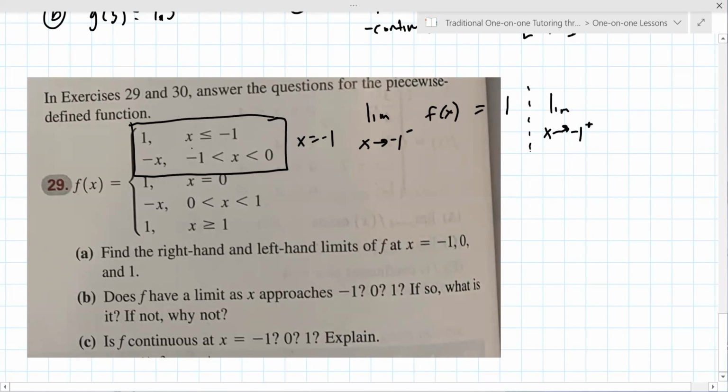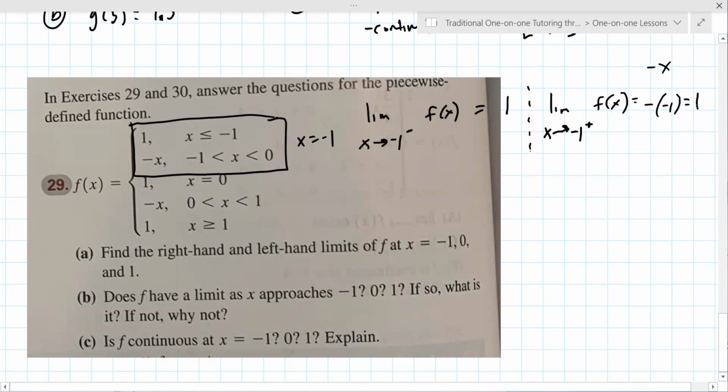Can you use either of them? No, you have to use this one. So this one's for bigger than -1. This one's for less than -1. I know it's -1 to 0, but you assume it's the one here. So it is -x, but you're putting the value of -1 in for -x. So 1. So it's 1.